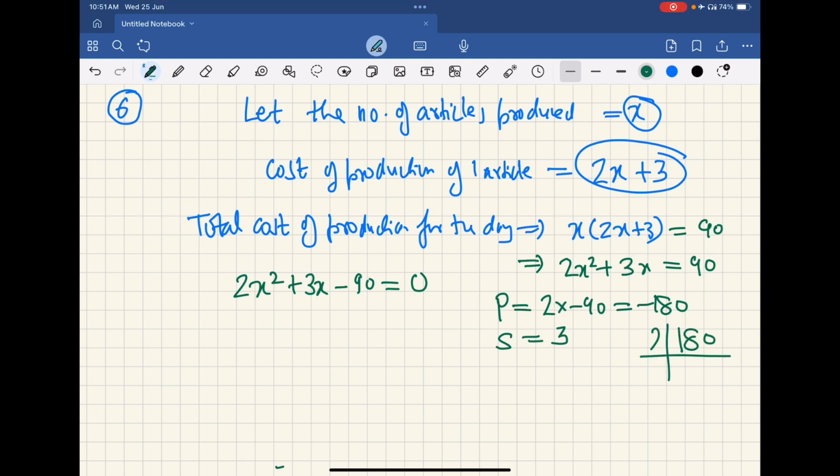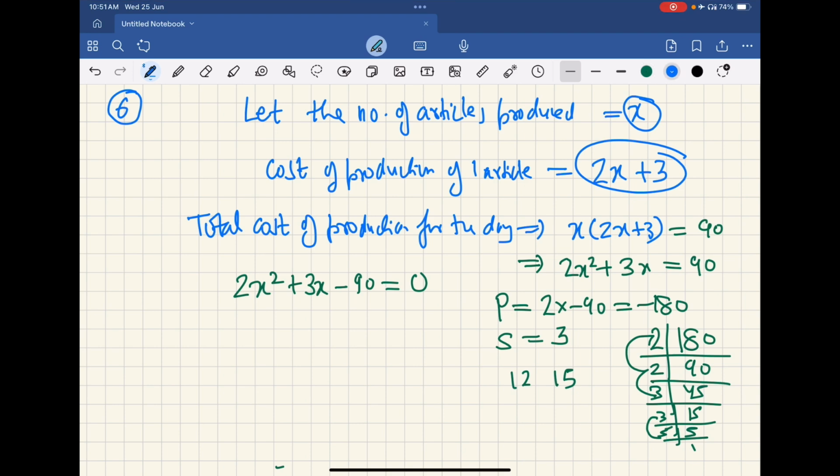Split prime factorization: 2 into 90, again divisible by 2 gives 45, 3 into 15, again 3 into 5 and 5. तो हमको क्या चाहिए, अब हमें ऐसा कॉम्बिनेशन चाहिए that sum is plus 3 and product is minus 180. So आप देखिए क्या कर सकते हैं हम. 2 2s are 4, 3s are 12, 5 3s are 15. So 12 and 15.